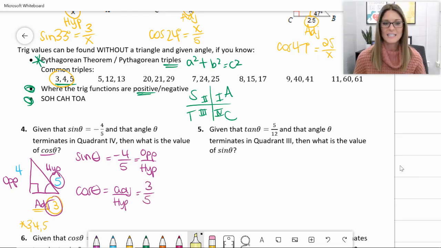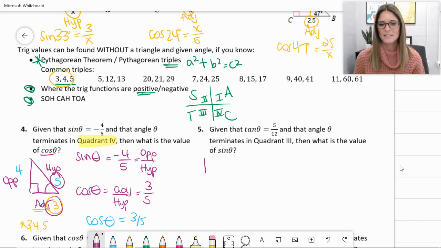The last thing I need to consider is they told me we were in quadrant 4. So this goes back to knowing ASTC, where my functions are positive. In the fourth quadrant, cosine is positive, the rest would be negative. We are looking for cosine. So I'm just going to leave that positive 3/5 final answer. Cosine theta is 3/5. Let's try it again.